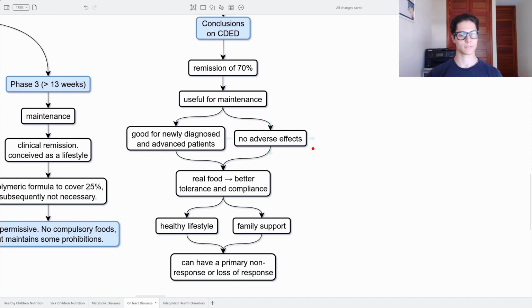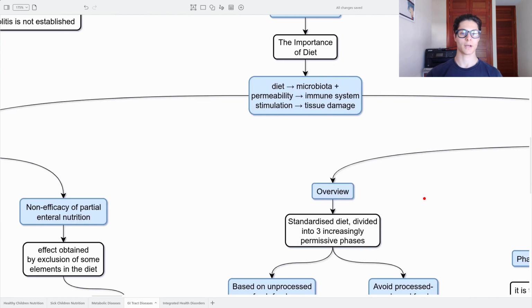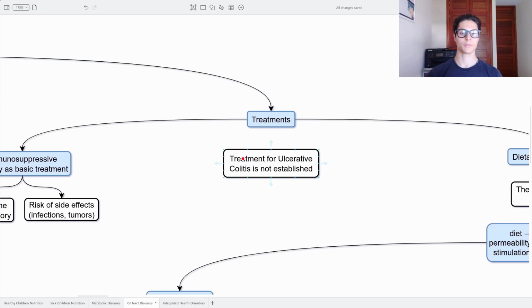No adverse effects. We eat real food, so there is a better tolerance and compliance. It promotes a healthy lifestyle. We have to choose a good family support, but we can encounter a primary non-response or maybe a loss of response as we continue. So these are things to take in account before implementing it. We also have to mention that the treatment for ulcerative colitis is not established yet.